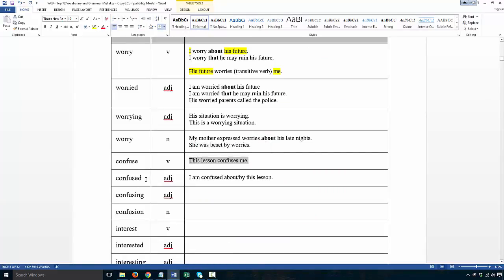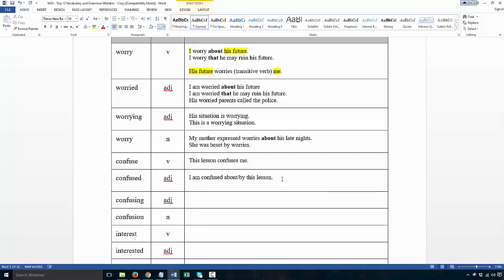If you're using it as an adjective, remember the -ed is how a person feels. I'm confused about, or I'm confused by this lesson. All right, and I'll just show you, this is an adjective after a be verb. Let me just show you an adjective before a noun. This confused person did not like the lesson. So this is an adjective before a noun.